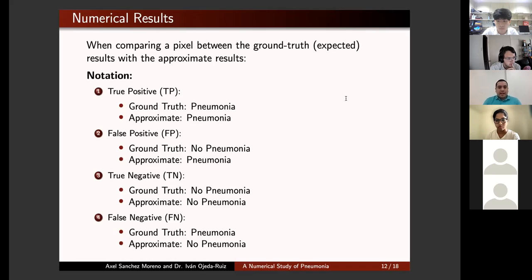To really understand how each of these methods performed when compared with the ground truth, we wanted to look at 4 things: true positive, false positive, true negative, false negative. In that case, we're trying to see how well our results compared to the ground truth, or the radiologist's work.